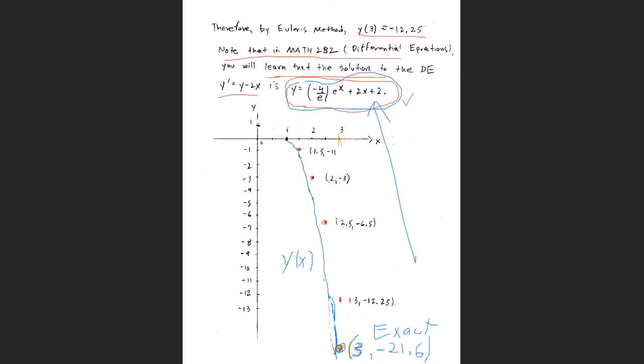Michael says the approximation didn't do well. Well, what did our approximation tell us, Michael? What was the approximation that Euler's method gave when x is equal to 3? That's right, Rodrigo, and I'm sure Michael knows too, negative 12.25. So you see, the approximation didn't work too well.